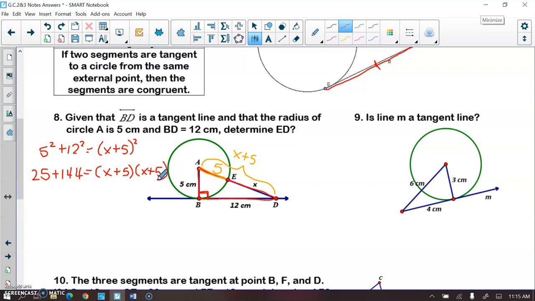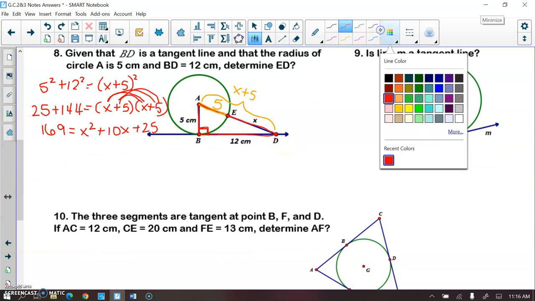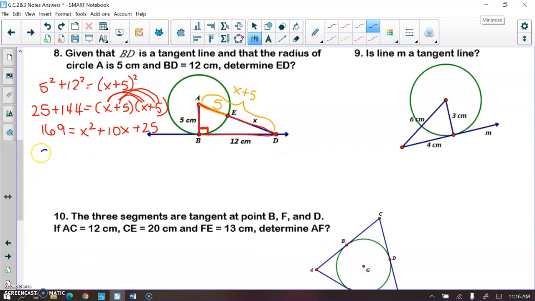So in my next step, I'm going to combine the 25 plus the 144. And now I'm going to FOIL this out. x times x is x squared. x times 5 is 5x. And then 5 times x is 5x. So 5x plus 5x is 10x. And then 5 times 5 is 25. We are dealing with a quadratic equation, so we do need to set this equal to 0. So I'm going to subtract that 169 over.